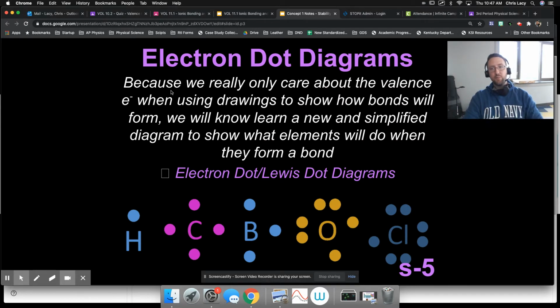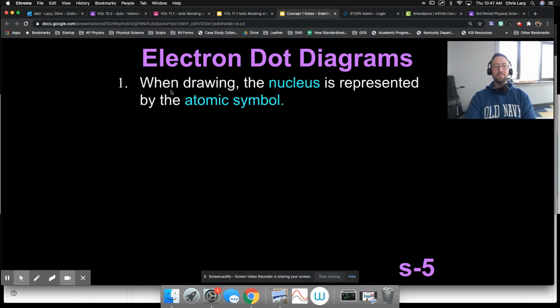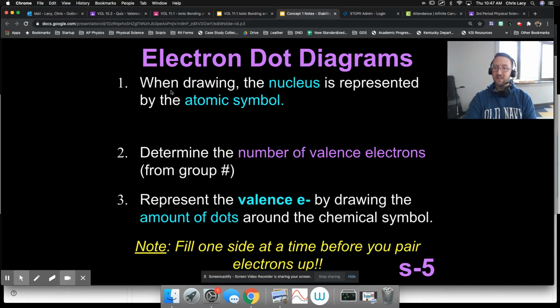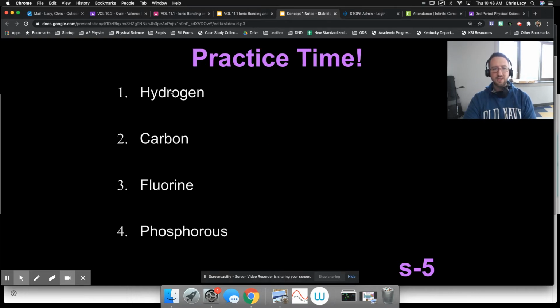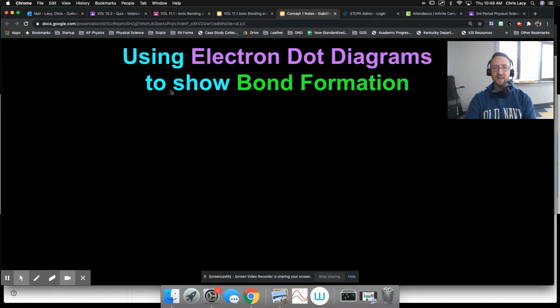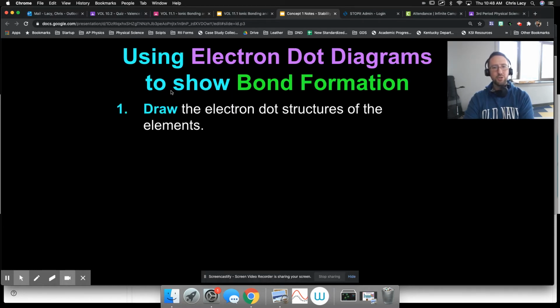Now, let's put all of this together and look at ionic bonding. I'm so excited. All right, here's what happens in bonding. First, we have to do the electron dot or the Lewis dot structure. Okay, we looked at that yesterday. Nitrogen has 5. We practiced these: hydrogen, carbon, fluorine, and phosphorus. They all have these dots around them representing the valence electrons. Okay, so now we're going to do this to show bond formation. So here are the steps.